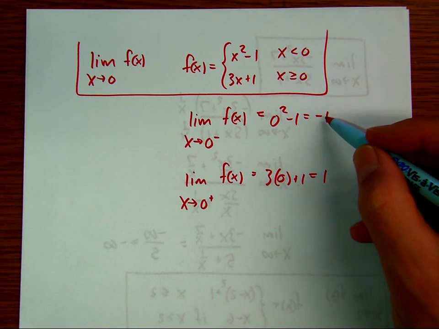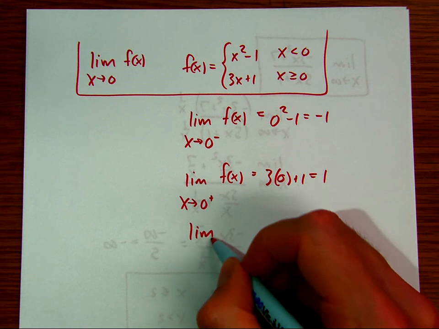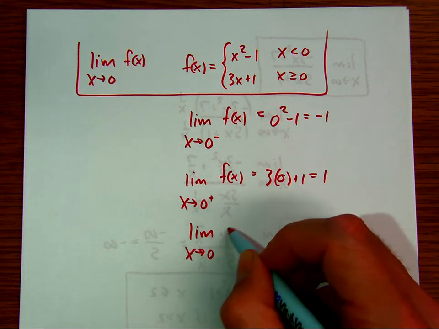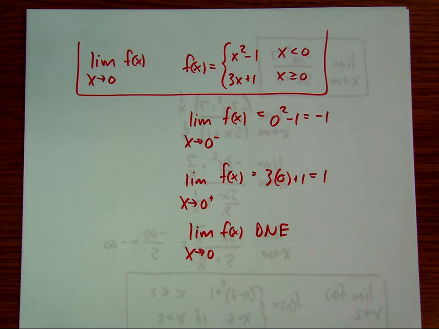Since the one-sided limits are not equal, the limit as x goes to 0 does not exist. We'll stop there.